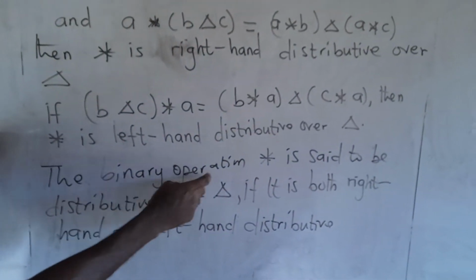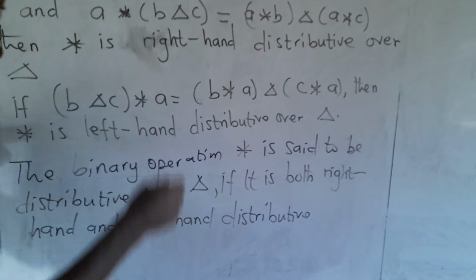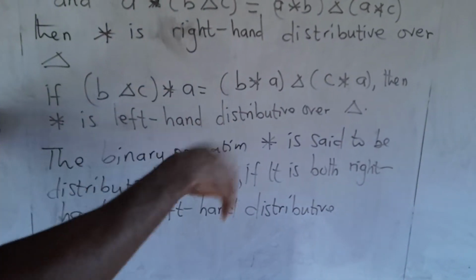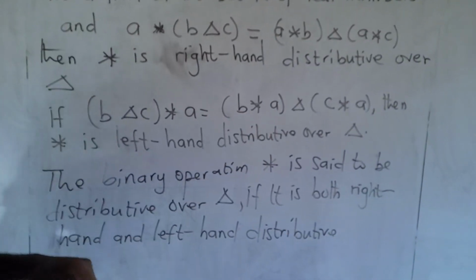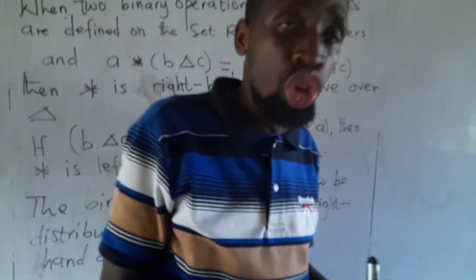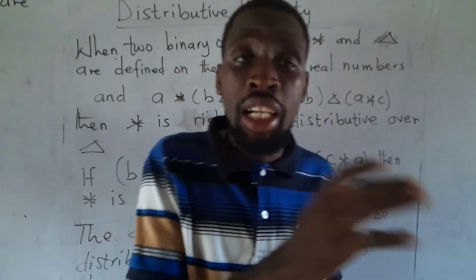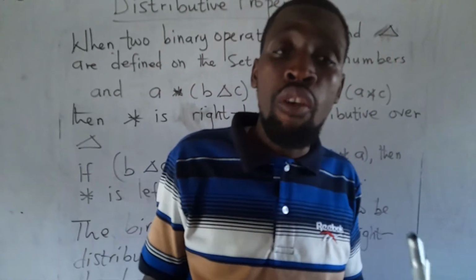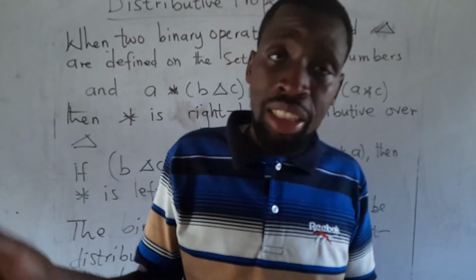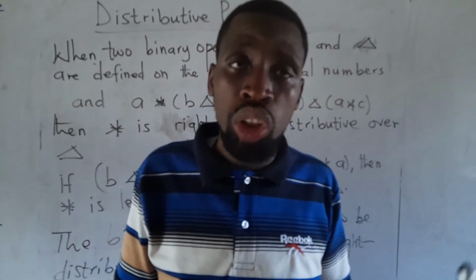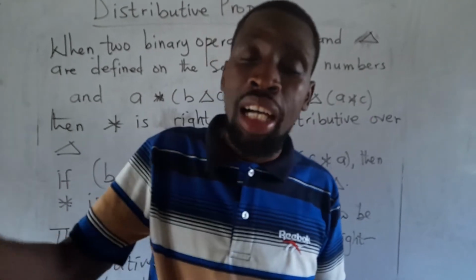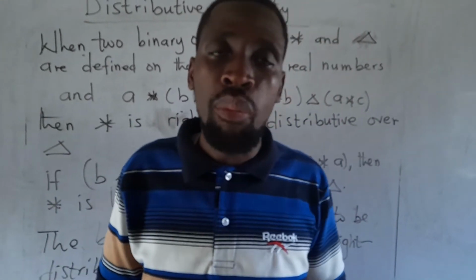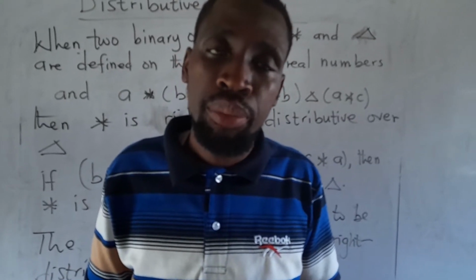So the binary operation star is said to be distributive over delta if it is both right hand and left hand distributive. I hope you get that. So to prove the distributive, first you have to prove the right hand side distributive. You prove the left hand side distributive. If both sides obey the equation, then we say that one operation is distributive over the other. So now we take some sample questions and see how we can prove that.